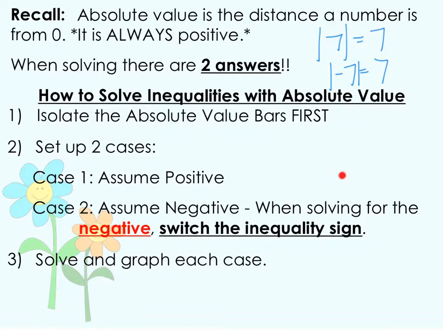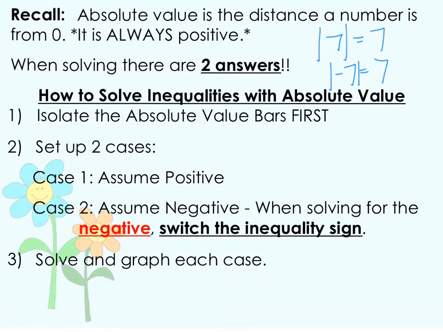So these steps that we're going to go through here are identical to the equations that we solved that had absolute values in them around the holiday time. There's one thing that's different as we look at what's called case 2. So our first thing that we always do is we have to isolate the absolute value bars first. We want that to be the only thing on the left-hand side of our inequality sign. Only once this is done can we move on to step 2.